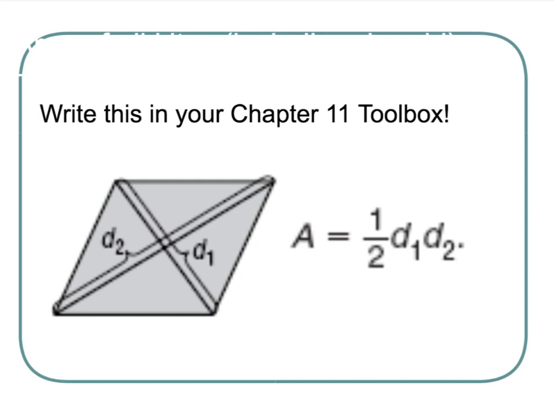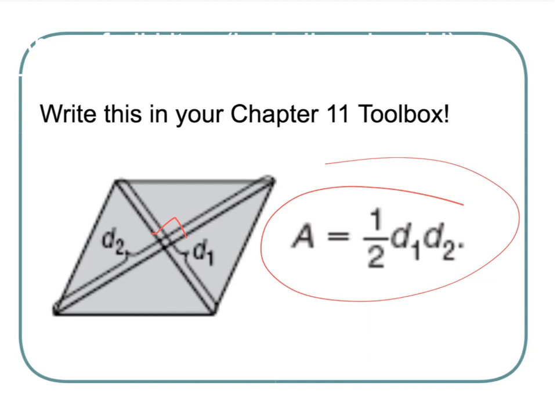So let's jot this bad boy down. We've got a new formula. All right, so if it's a rhombus or a kite or even a square, right, our diagonals are perpendicular. All you have to do is 1/2 times diagonal 1 times diagonal 2. Okay? All right, so that is like a little special formula there that'll work with those.